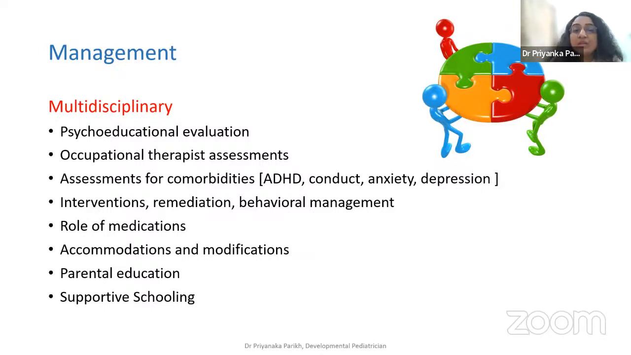We need to educate the parents, because parental education is the most important starting point. Many times the children are reprimanded, the children are called lazy. It begins at the family level. There is sibling comparison.